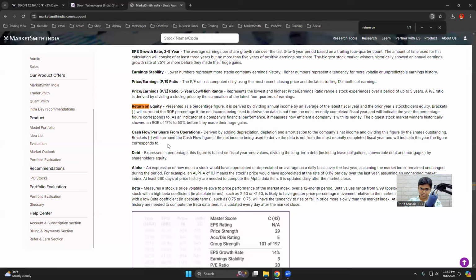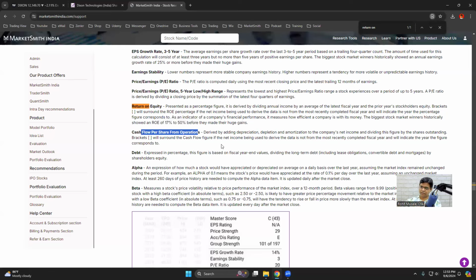So they write here, cash flow from operations is derived by adding depreciation, depletion, amortization. So basically, let me explain what this is. Cash flow from operations means while running the business, how much cash is coming in versus how much cash is going out for business operations. Here we are not looking at investment cash flow or financing cash flow.